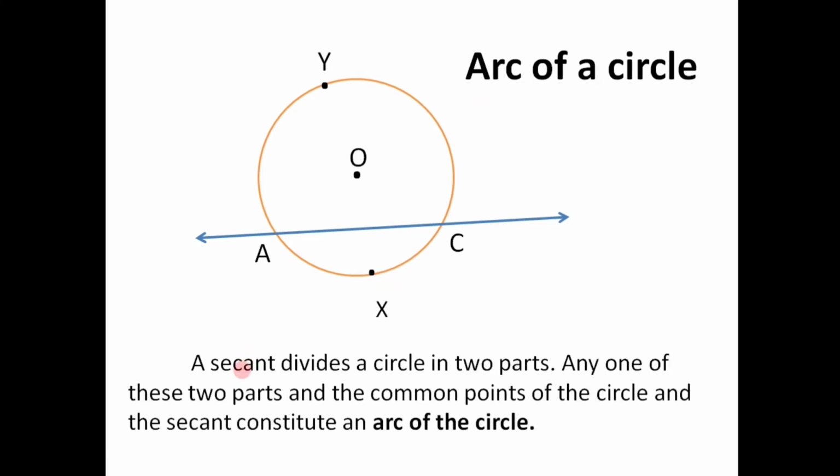We can define arc of a circle as follows: a secant divides a circle in two parts. So as this is a line which intersects the circle in two distinct points, this is called a secant. So this secant divides the circle in two parts. Any one of these two parts and the common points of the circle and the secant constitute an arc of a circle. So here AXC and AYC are the two arcs of a circle.